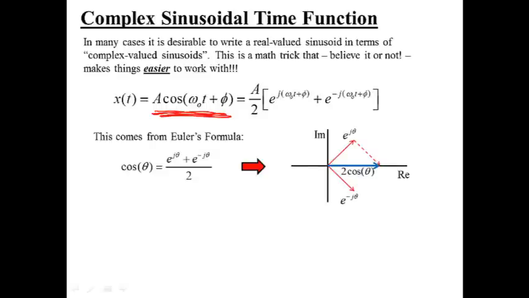So this comes from something called Euler's formula, and it's basically a relationship that says you take e to the j theta, that's a complex number, e to the minus j theta, that's a complex number, and here I'm showing them on the complex plane. So it's length of one, angle of theta for this one, angle of minus theta for that one. You then add them together, and you get this result. That's vector addition in the complex plane. And so you add them together, and that gives you 2 cosine theta.